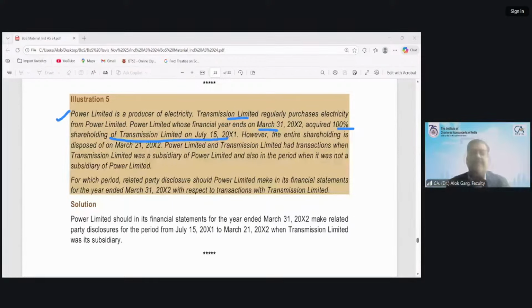not there. Okay. For which period should Power Limited make related party disclosure in its financial statements for the year ended 31st March 2002 with respect to transactions with Transmission Limited? The question is, in the beginning, Transmission was not a related party of Power. At the end, on the reporting date, Transmission is not a related party of Power. The question is whether the related party transaction has to be disclosed. That is question number one. If the answer to question number one is yes, for which period then?